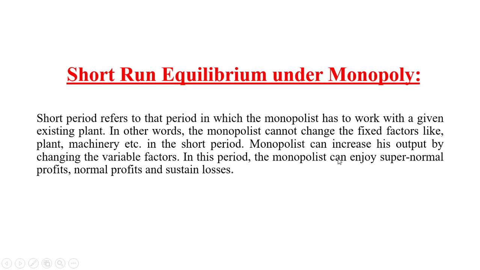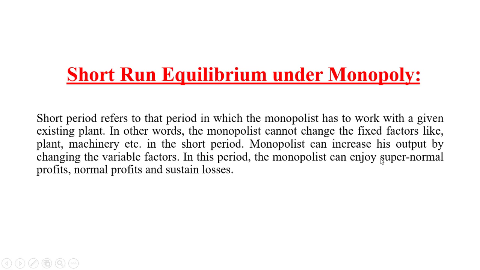The next is your short-run equilibrium under monopoly. Under this short-run equilibrium, monopoly is also the same as perfect competition. Here also we are keeping the fixed factors like plant and machinery fixed in the short period. You cannot change it, right? So for that reason, in short-run equilibrium, they can enjoy supernormal profit, and any kind of losses. In case of long run, they can have normal profit, but in case of short run they can always have supernormal profit.